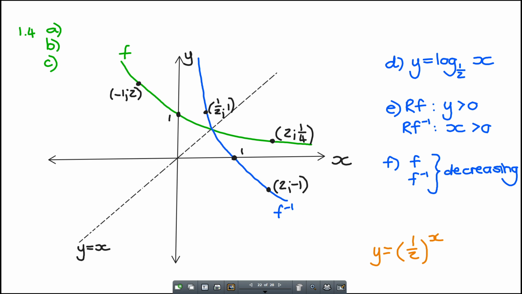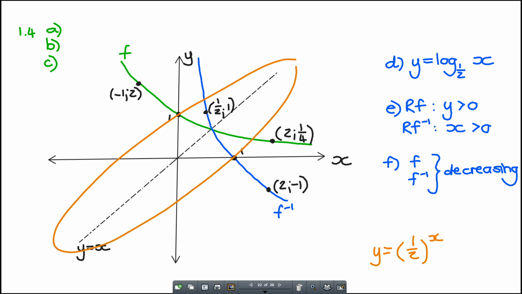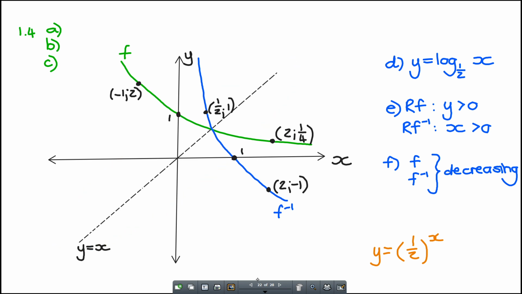Okay, then at C they ask me to show the line about which f(x) and its inverse are symmetrical. So again, it would be y is equal to x. Good. Then at E, they want the range of f.